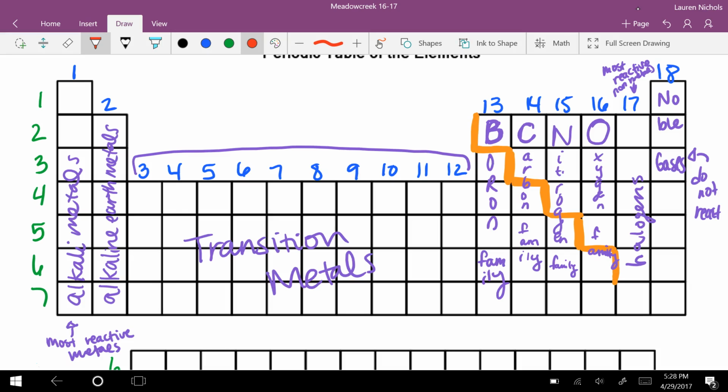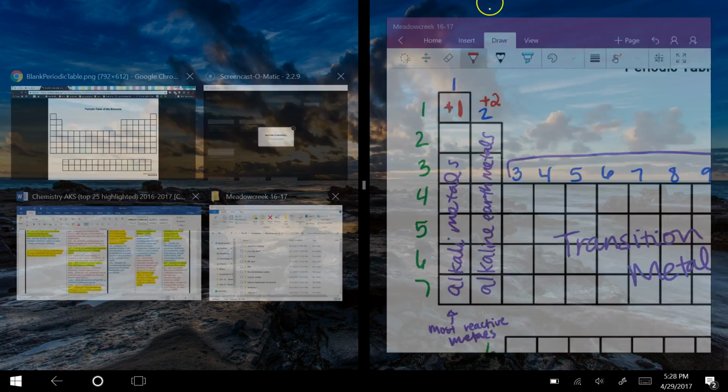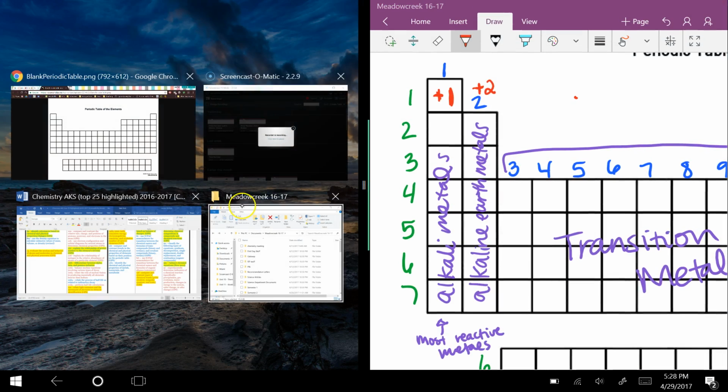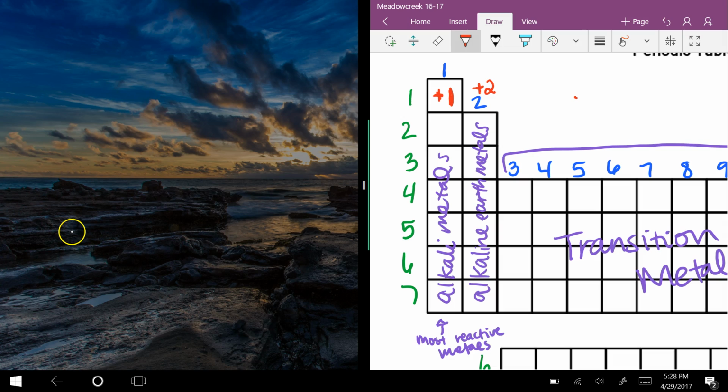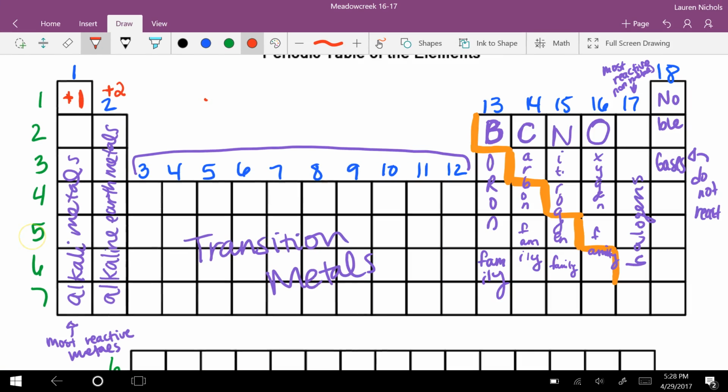And so anything in column 1, because it has 1 valence electron, will form an ion that has a +1 charge. Anything in column 2 will form an ion with +2. Anything in column 13 would have a +3 charge. Column 14, because it's equally close to both 8 and 0, could be plus or -4 depending on the situation.